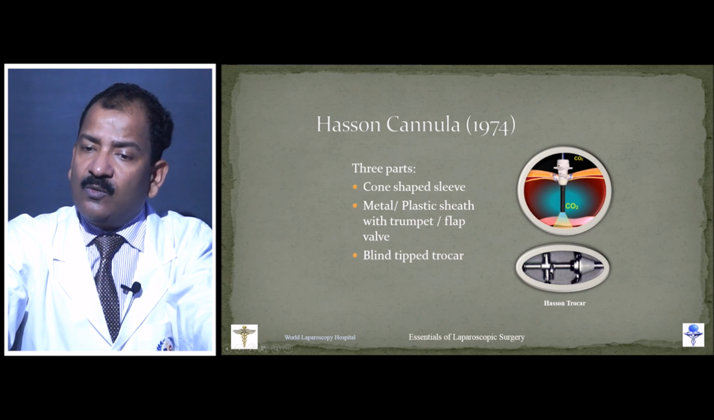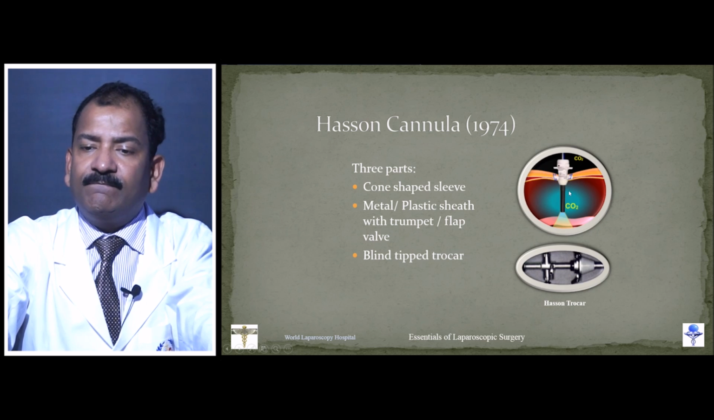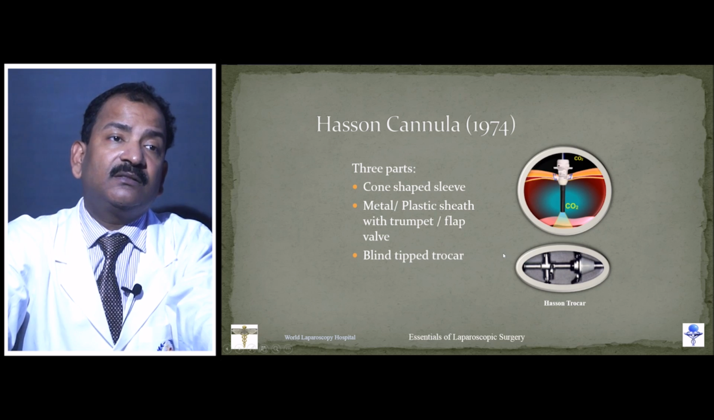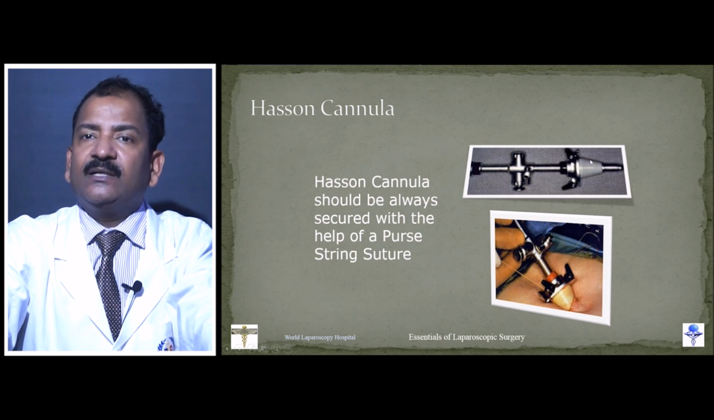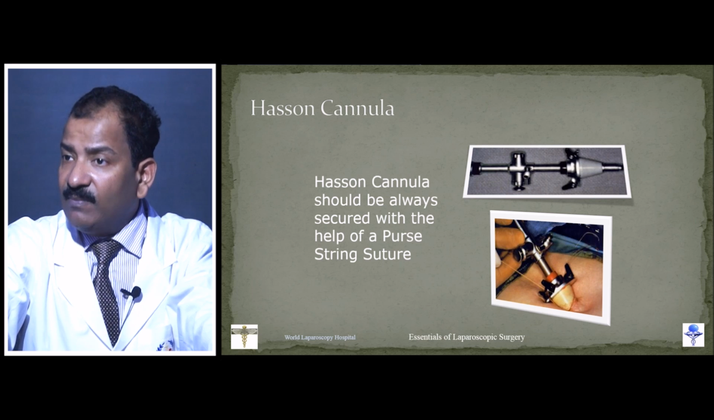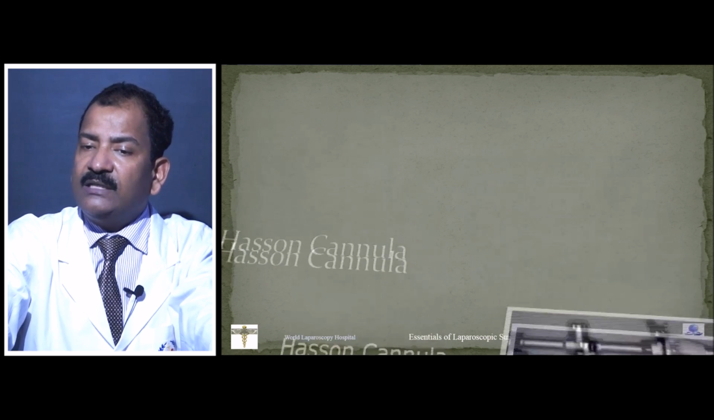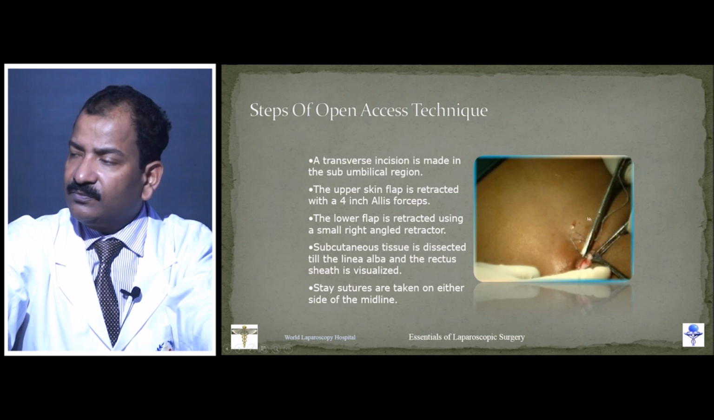It has a cone over the cannula, and it has a plastic or metal blunt trocar, a blind-tipped blunt trocar, and this is a cone. Why is it a cone? So that even if your incision is big, it will plug and gas will not leak. So, Hassan technique, what do you have to do?